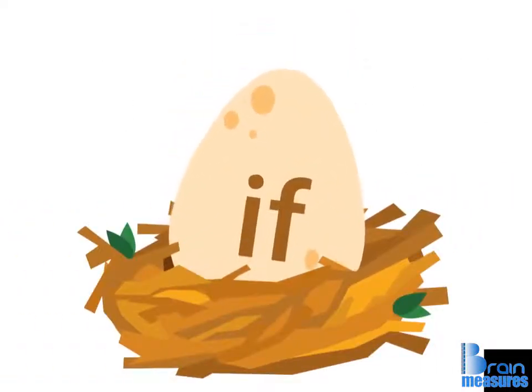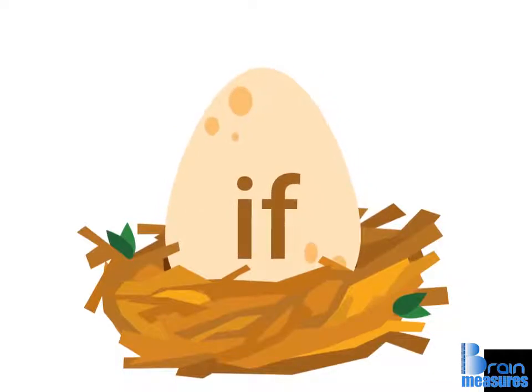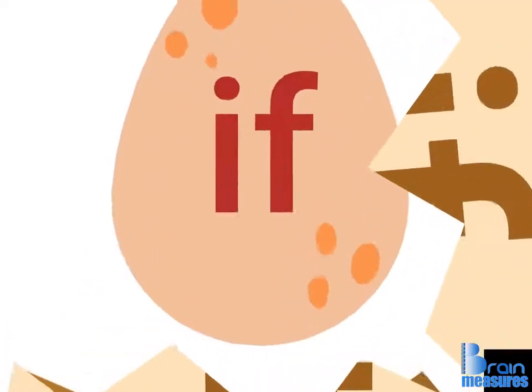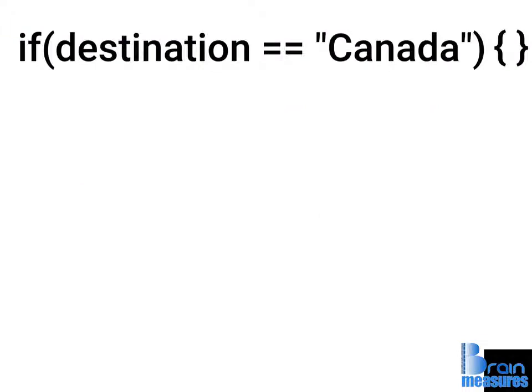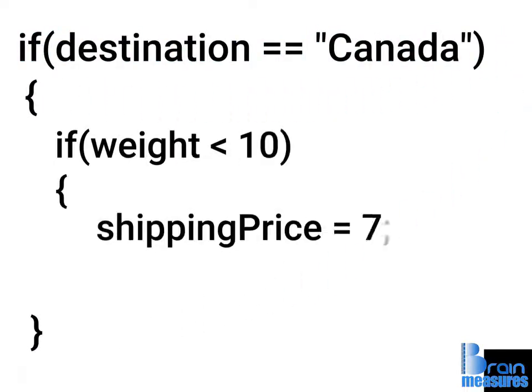The idea behind this tool is simple. It puts an if statement inside another if statement. Let's see what the code for this looks like. First, we want to check if a package's destination is Canada, so we'll use an if statement like so. Next, we'll add a second if statement inside the first one. This one will check if the weight of the package is under 10 kilograms.